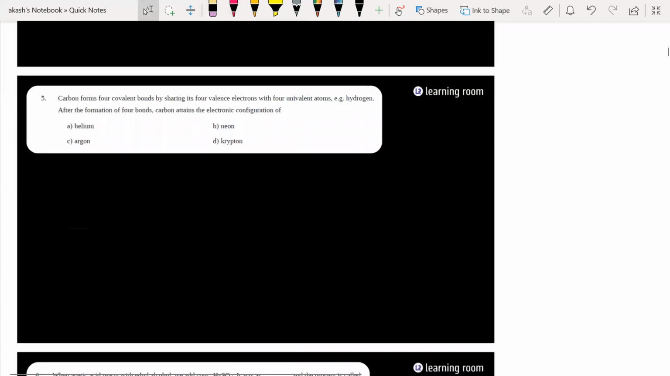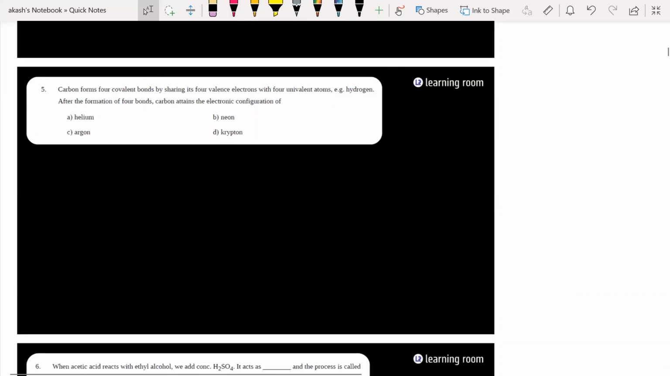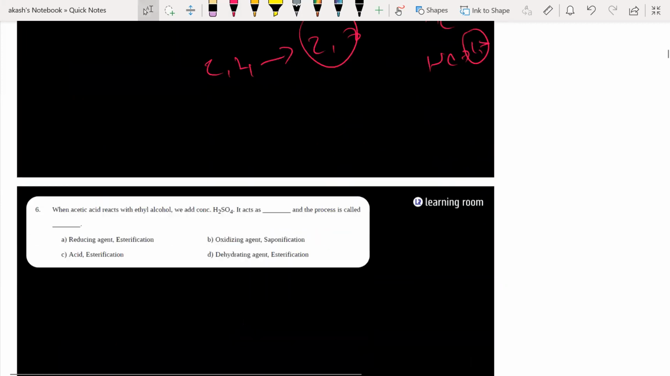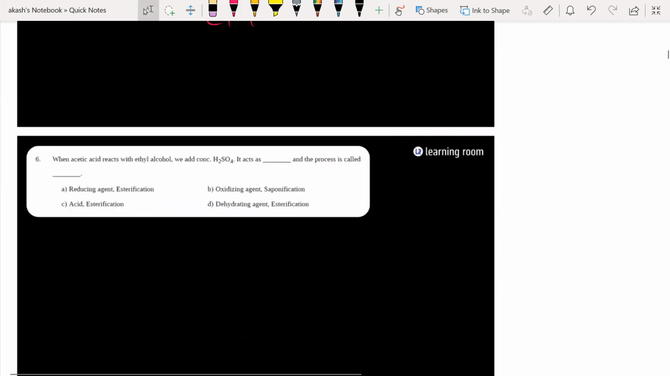Right? Next. Carbon forms 4 covalent bonds by sharing its 4 electrons with univalent atoms, for example, hydrogen. After the formation of 4 bonds, what is the electronic configuration? Very simple. We are going to have 2,4 before bonding. Now it is going to become 2,8 after bonding. Helium is going to have 2, neon is going to have 2,8. So it is going to attain the configuration of neon.